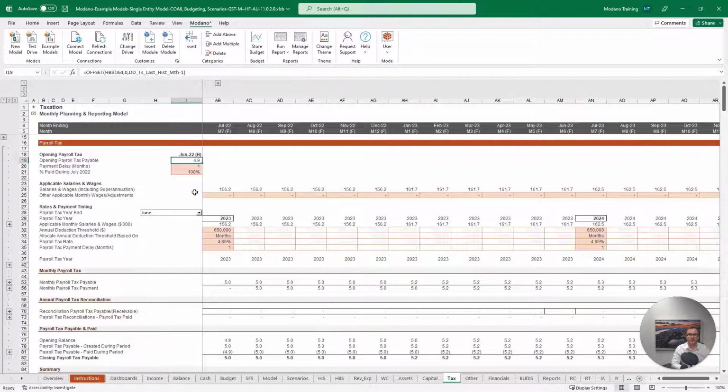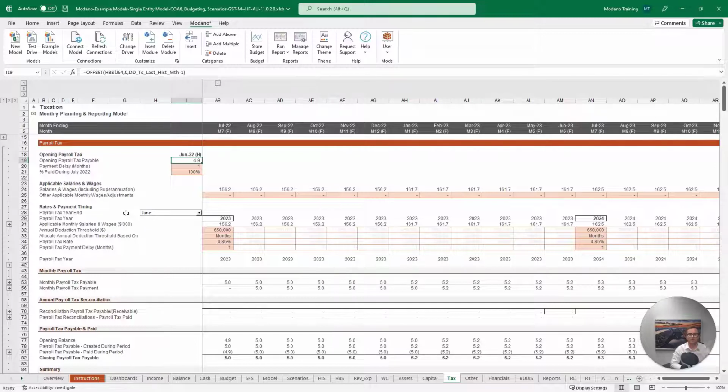Now, when we forecast our payroll tax, we can see that we're bringing in our monthly salaries and wages expense inclusive of superannuation or retirement contributions. We have an assumption to make any adjustments to this amount, for example, to strip out any salaries and wages which may be exempt from payroll tax. This adjustment then gives us a replicable monthly salaries and wages expense to use in our payroll tax calculations. We can then also set our payroll tax year end, currently set to June.